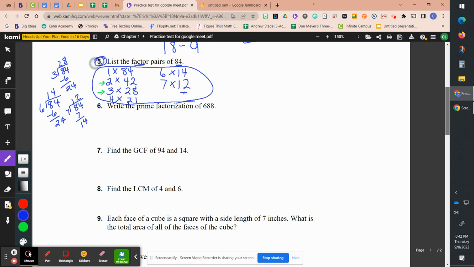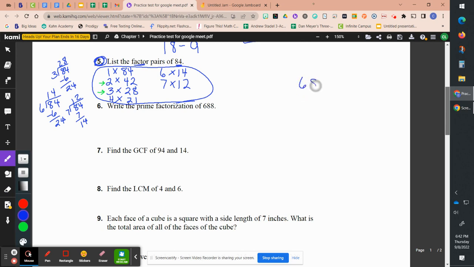Now, if you miss 1 or 2 factor pairs, you'll still get partial credit. But your best bet is to run through those divisibility rules so that you make sure to get all of your factor pairs. Okay? Next question says, write the prime factorization of this guy.